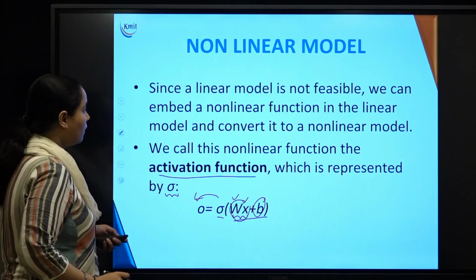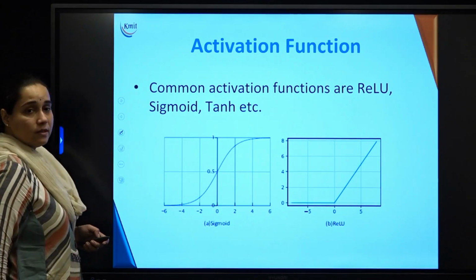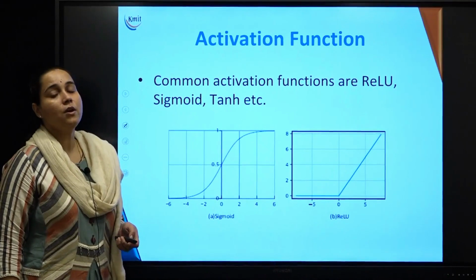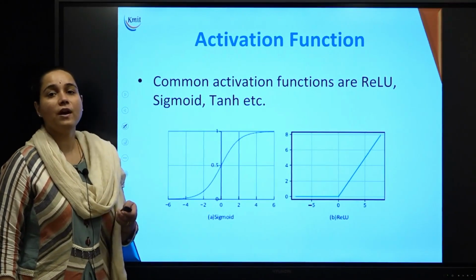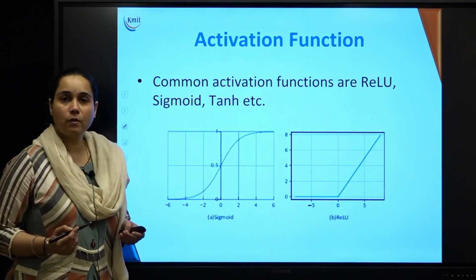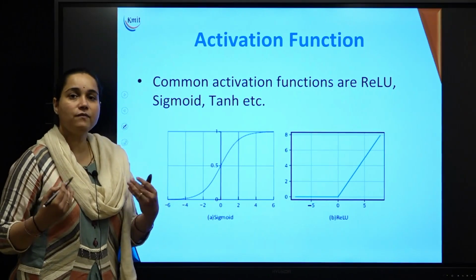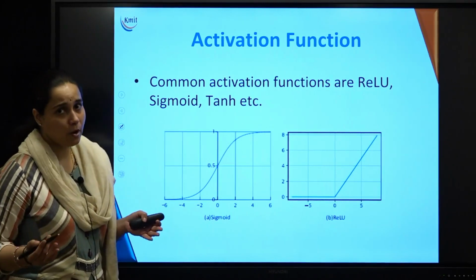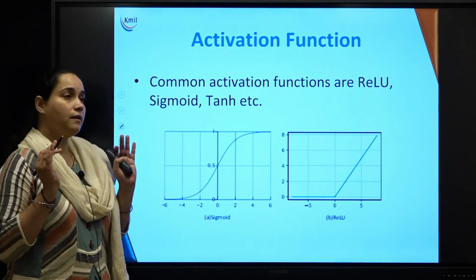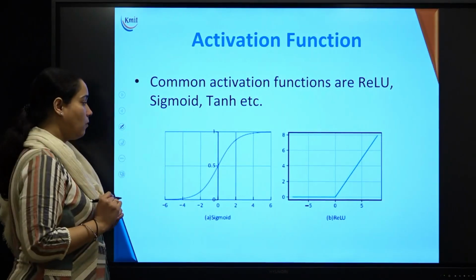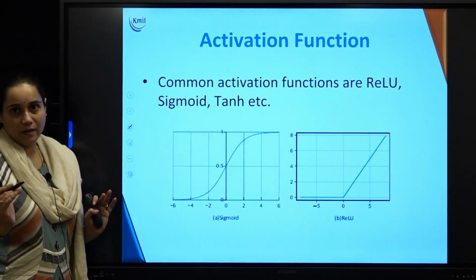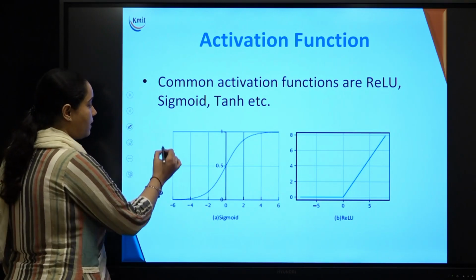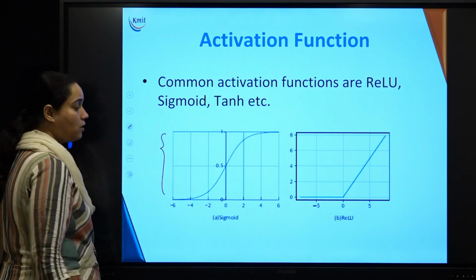Now, if I talk about some common activation functions, there is a sigmoid function, you have the tanh function, you have the ReLU function. You will study more about this as I go deeper into the topics, but for now you can say there are three popular activation functions: ReLU, tanh and sigmoid. Now these are all mathematical functions. If I talk about sigmoid, this is how a sigmoid function looks.